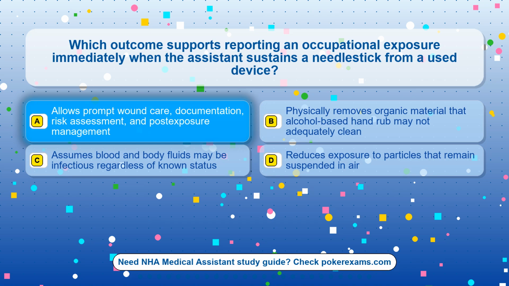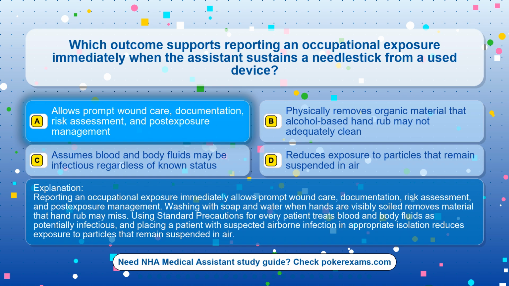The correct answer is option A. Allows prompt wound care, documentation, risk assessment, and post-exposure management. Reporting an occupational exposure immediately allows prompt wound care, documentation, risk assessment, and post-exposure management. Washing with soap and water when hands are visibly soiled removes material that hand rub may miss.